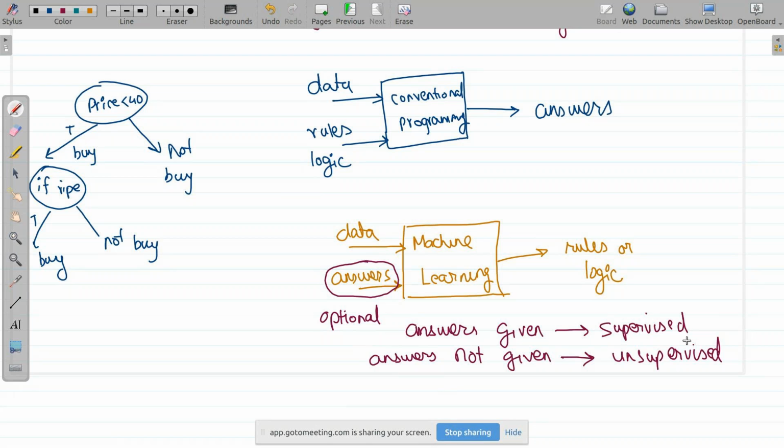Yeah, so that's pretty much machine learning versus conventional programming. Again, a good time to take a one minute pause. If you have any questions, I'll be taking questions from the chat window.